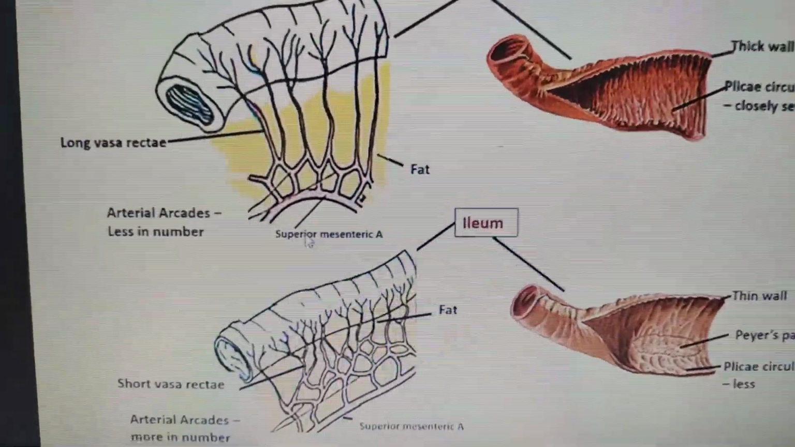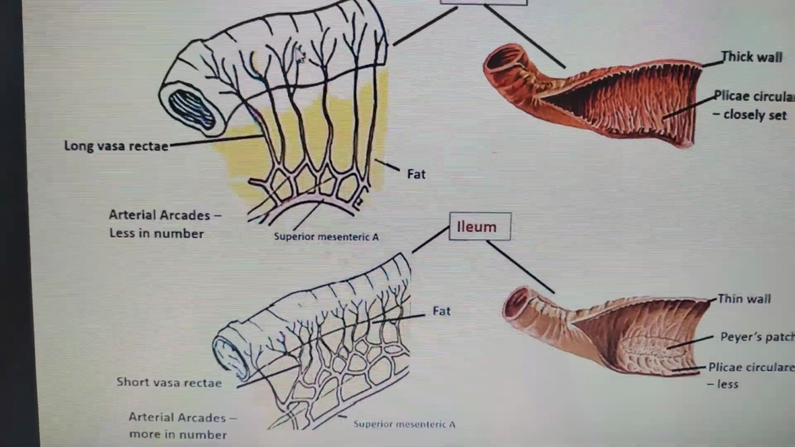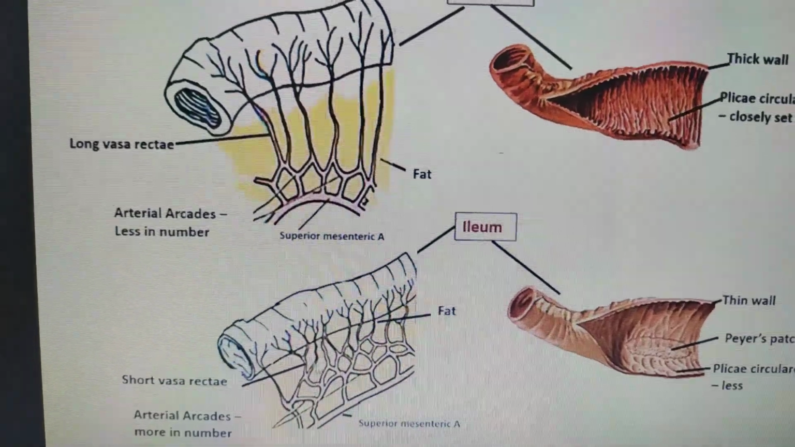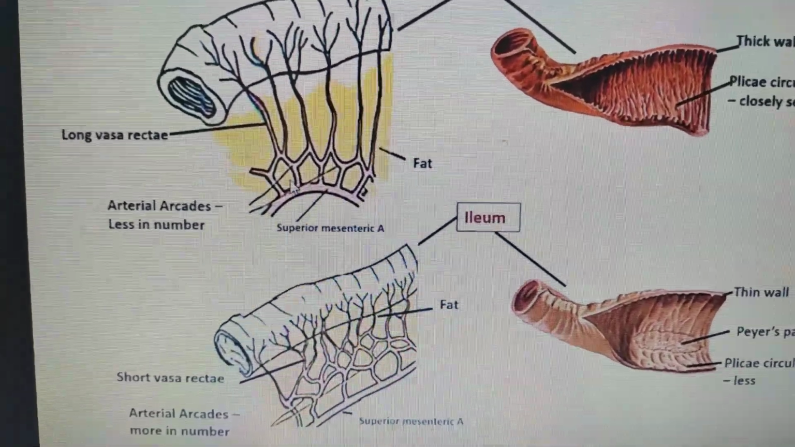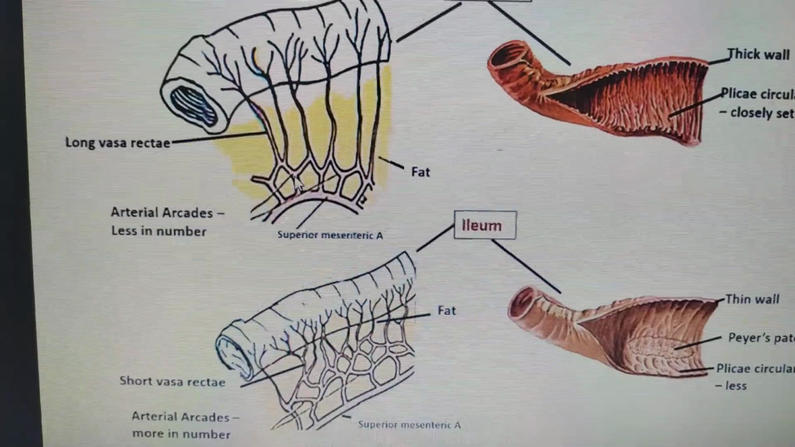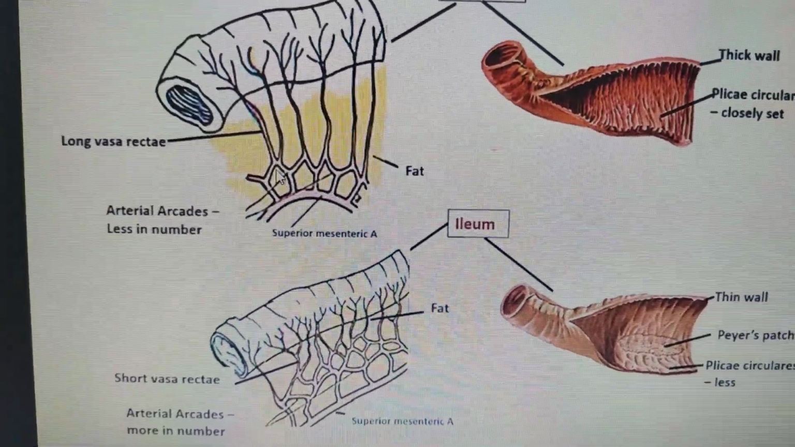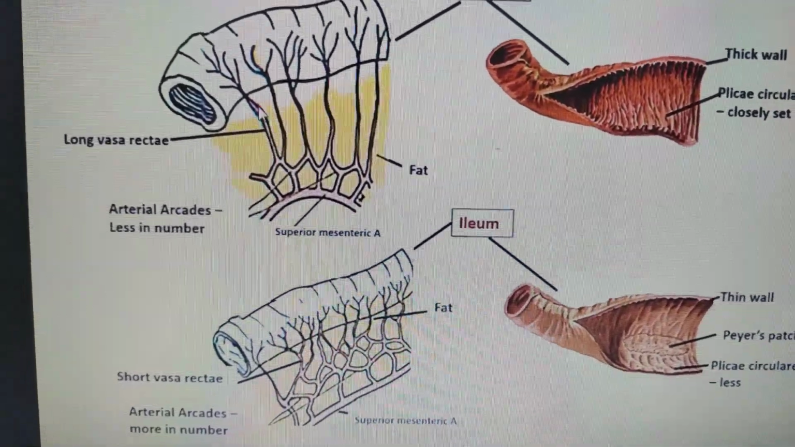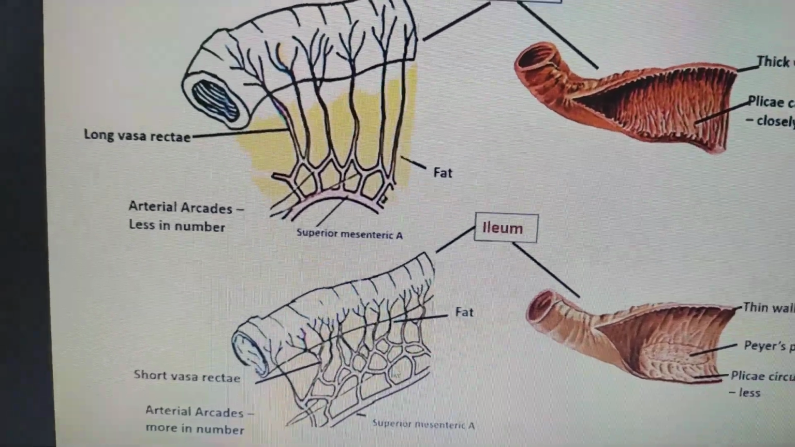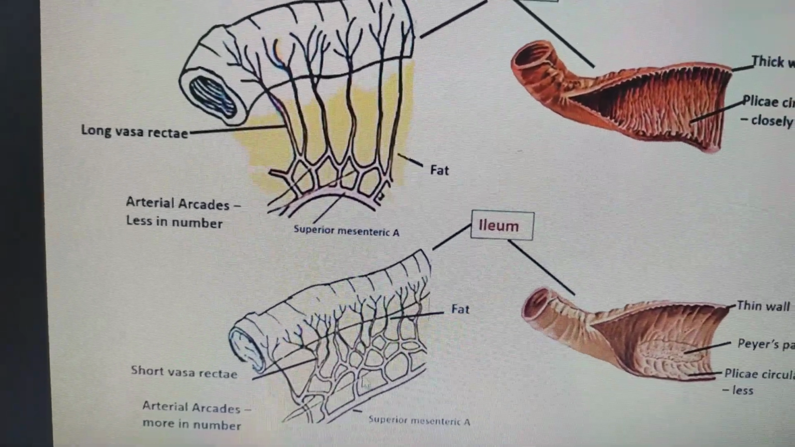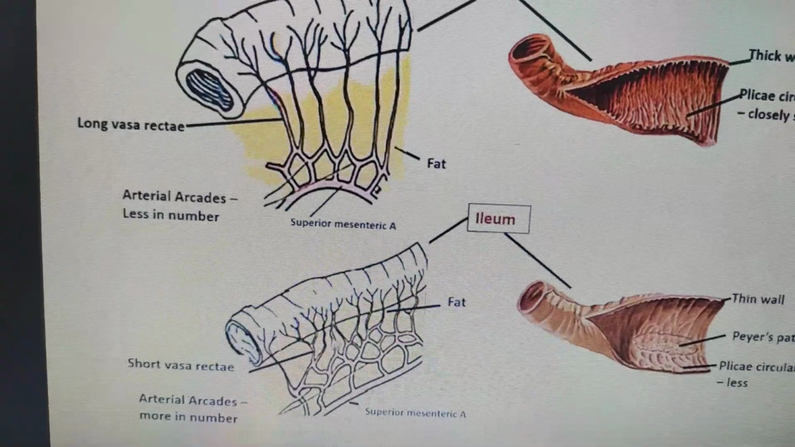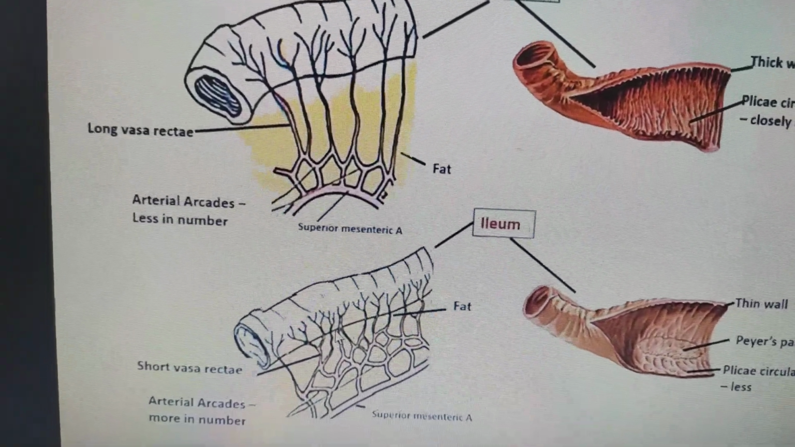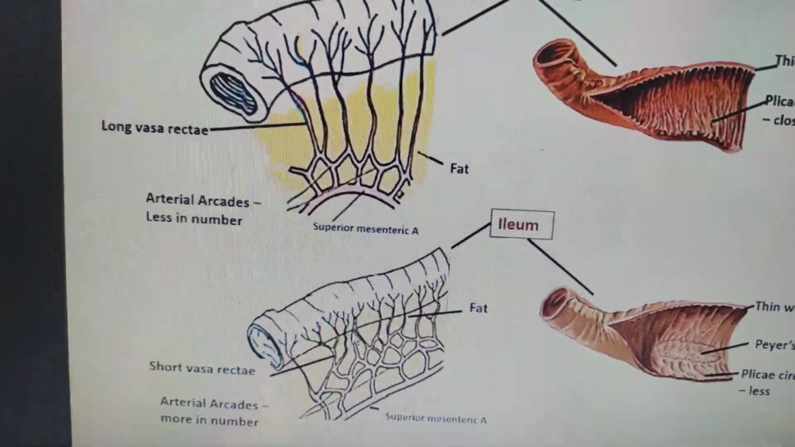In this image you can see a portion of the jejunum and a portion of the ileum. The jejunum is supplied by one or two arterial arcades, and the vasa recta are longer, while in the ileum the arterial arcades are three to six in number and the vasa recta are more in number and shorter in length.